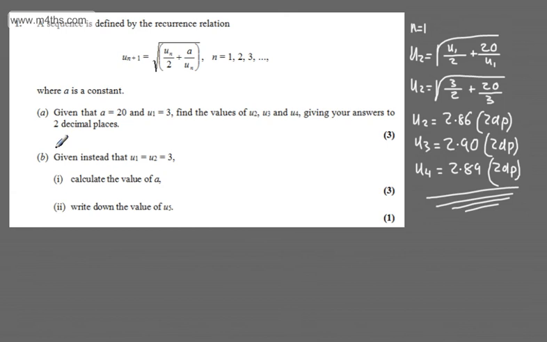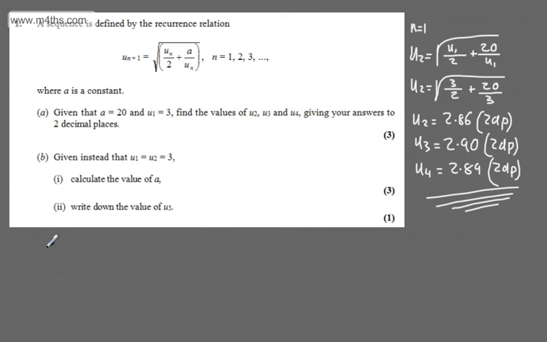In part B, it says, given instead that u sub 1 is equal to u sub 2, which is equal to 3. In the first part, calculate the value of a for 3 marks, and in part 2, write down the value of u5 for 1 mark. So let's go ahead and write this out. So what we're going to have then is the following. We've got u1, which is equal to u2, which is equal to 3.